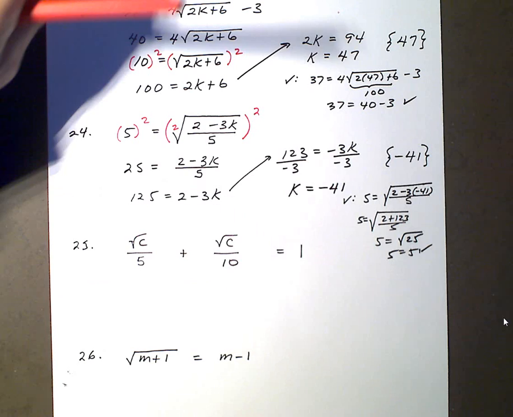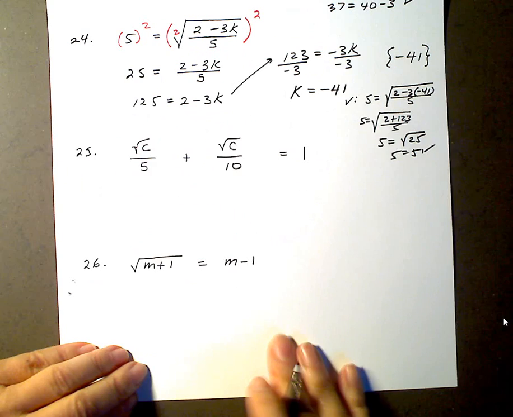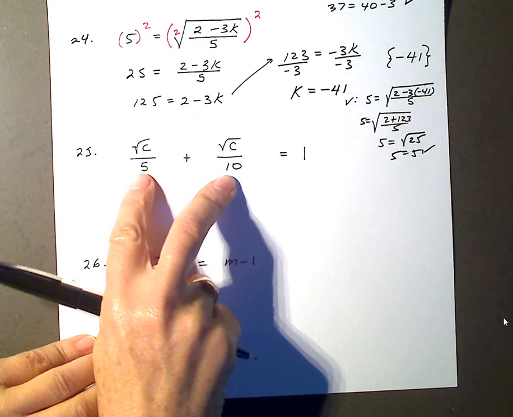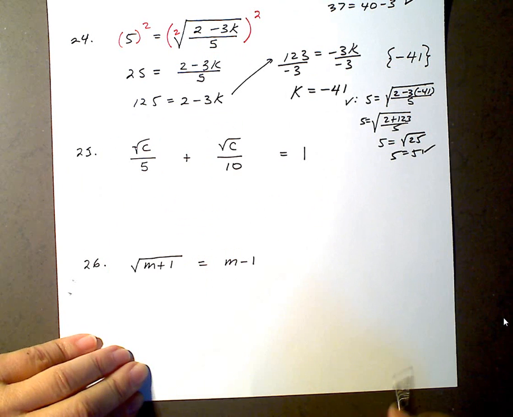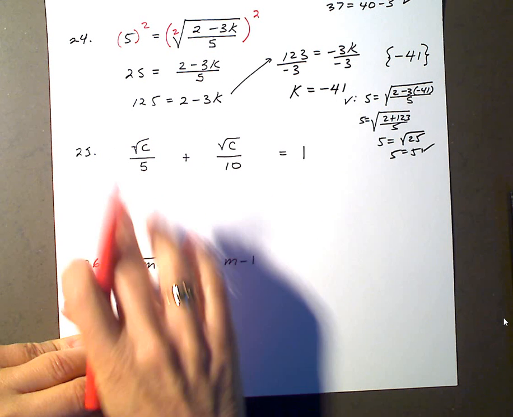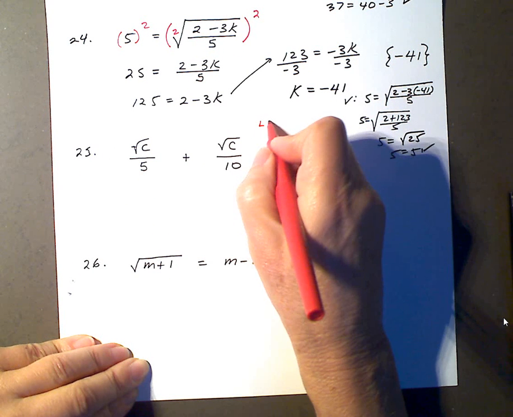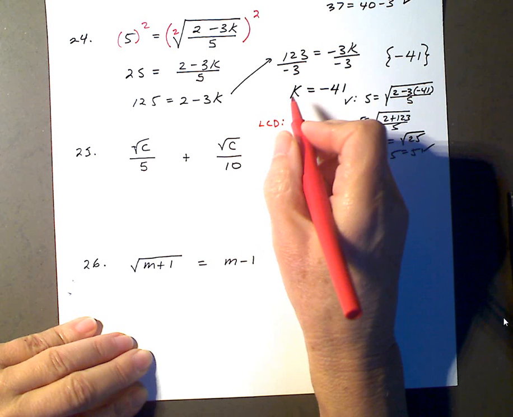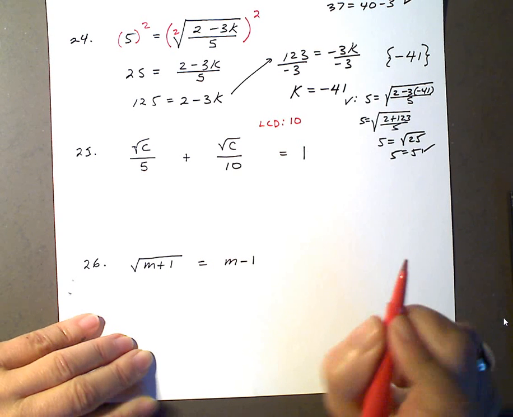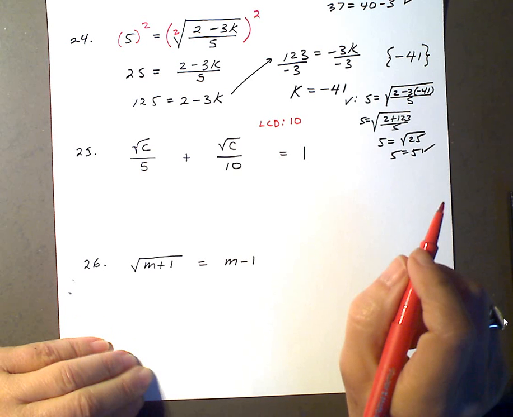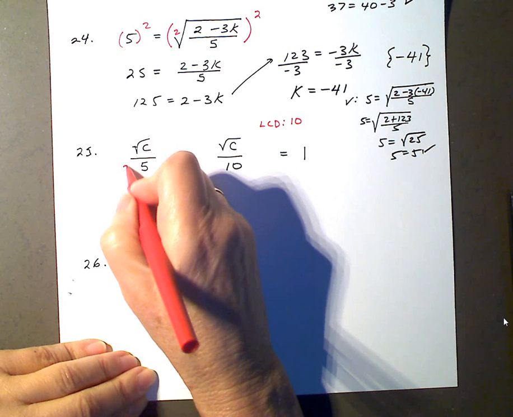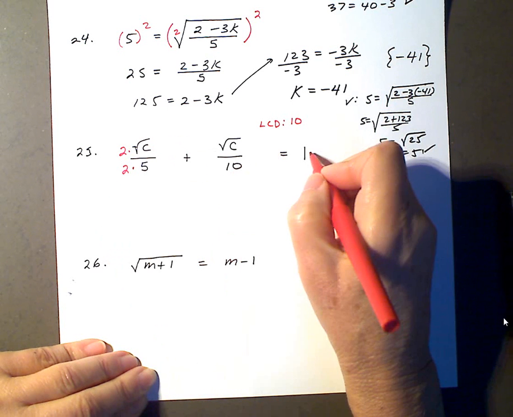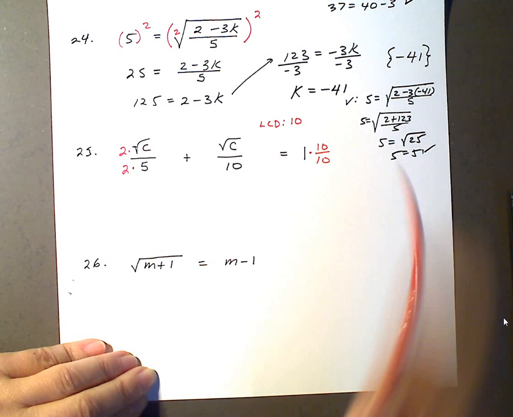Okay, number 25, we're solving for c. It's under the radical. It's in the numerator of both terms on the left side of this equation. Basically, we have fractions. We need a lowest common denominator, and that's going to be the lowest common denominator of 5 and 10, which will be 10. So we need to beef each of these up so we can clear the fractions. So this one needs to be multiplied by 1 in the form of 2 over 2. This is already over 10, and this needs to be multiplied by 1 in the form of 10 over 10.